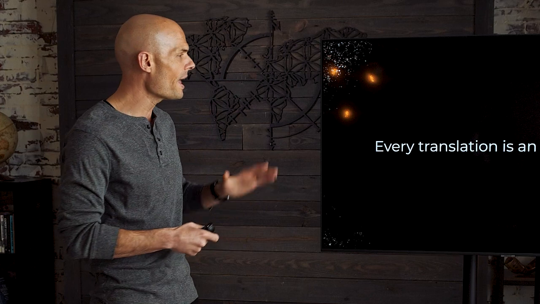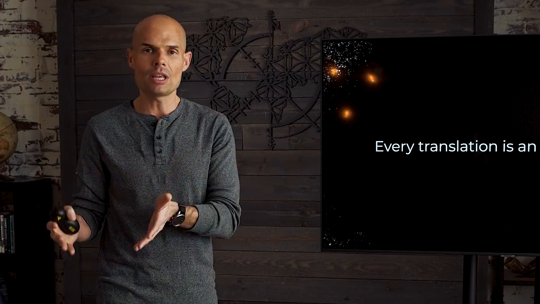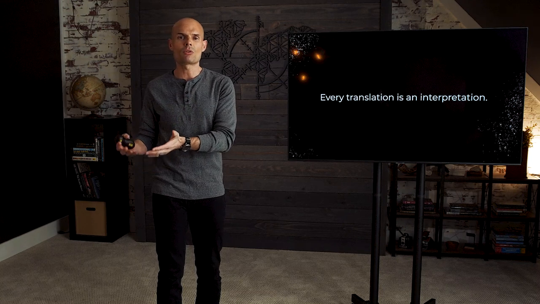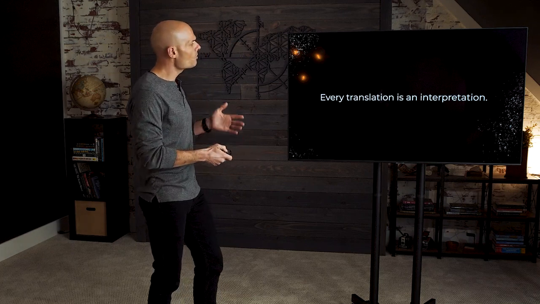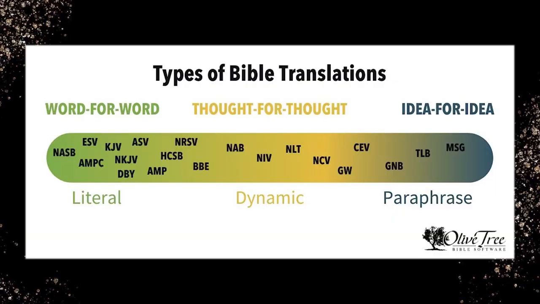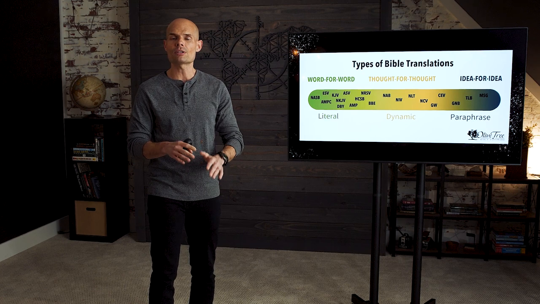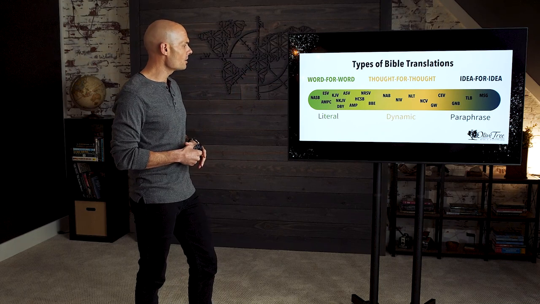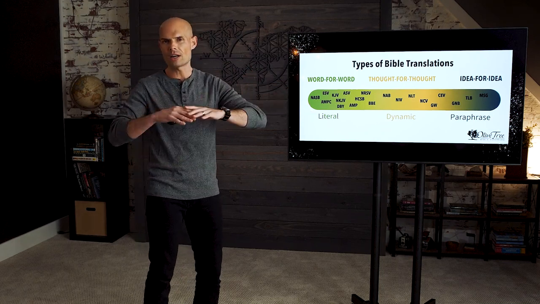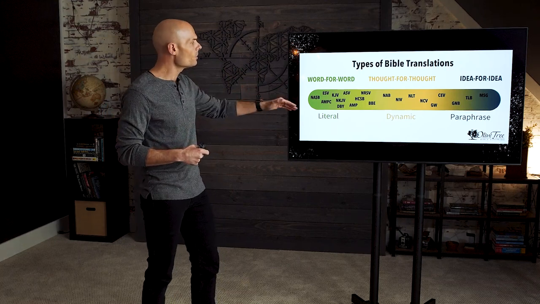But it's important to know that every translation is an interpretation from those translators who are working from the Hebrew and Greek and putting that into English. And so when it comes to translations, it's always important to know which translations I am drawing upon and what was the purpose of that particular translation. So when it comes to types of Bible translations, you have literal, dynamic, and paraphrase, kind of the three groupings that you get. Literal is word for word, dynamic is thought for thought, and paraphrase is idea for idea.